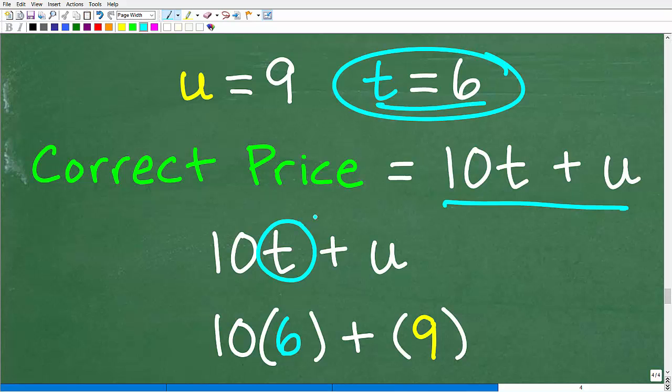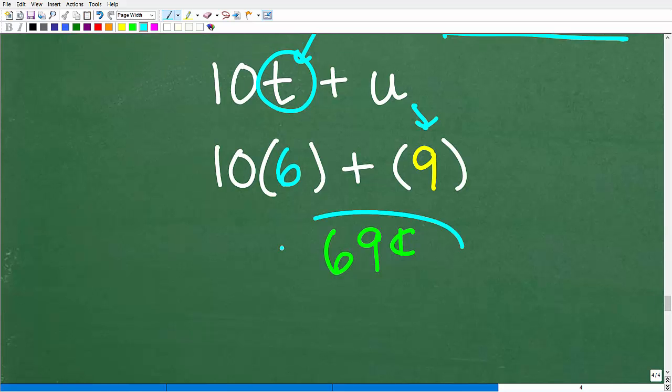T is 6. So we're going to plug in 6 for t, okay, so 10 times 6 plus u, this is our ones, which of course is just 9. So 10 times 6 is 60, 60 plus 9 is 69.